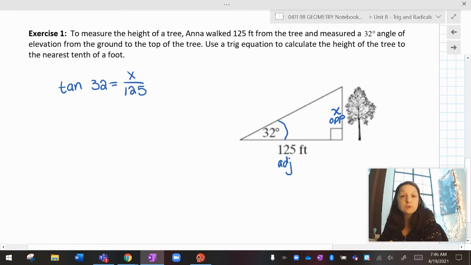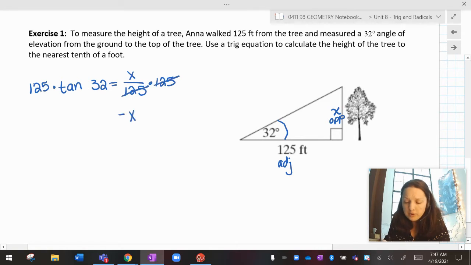How do I solve this equation? Well, it depends on where the x is. Whenever you want to solve any equation, you want to think about what's happening to x and undo it. So if I want to solve for x, x is being divided by 125. To undo division, I would multiply. So I'm going to multiply by 125.